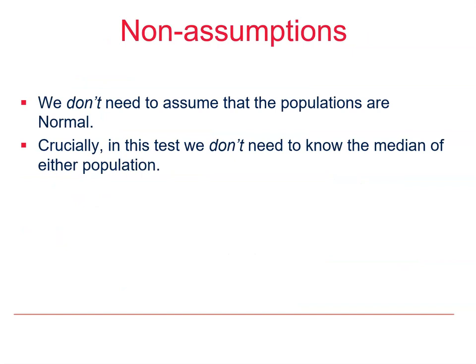We've talked about assumptions, but what we are not assuming is important too. For this test, we don't need to assume that the populations themselves are normal. And crucially in this test, we don't need to know the median of either population. This means the tests can be used in a wider range of situations.